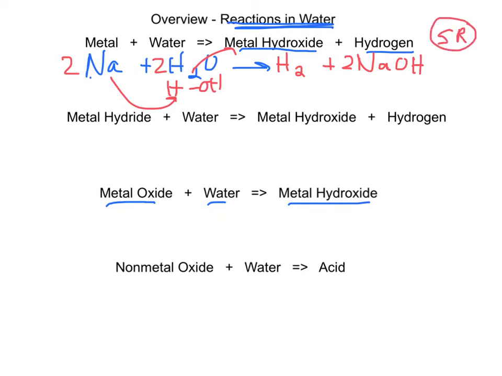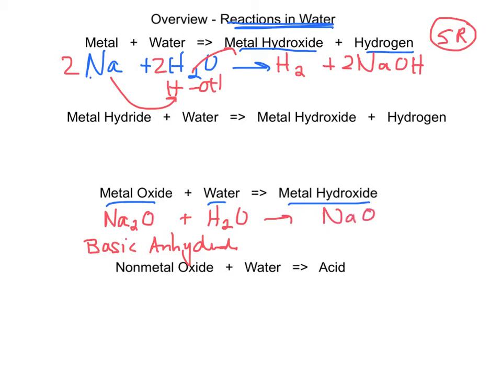If I were taking a metal oxide, though, like sodium oxide instead of just sodium, remember, that's what we call a basic anhydride, and it makes a base. So it just makes the sodium hydroxide. There's no hydrogen involved. This is a different kind of reaction. This is a synthesis reaction. So different things are happening.